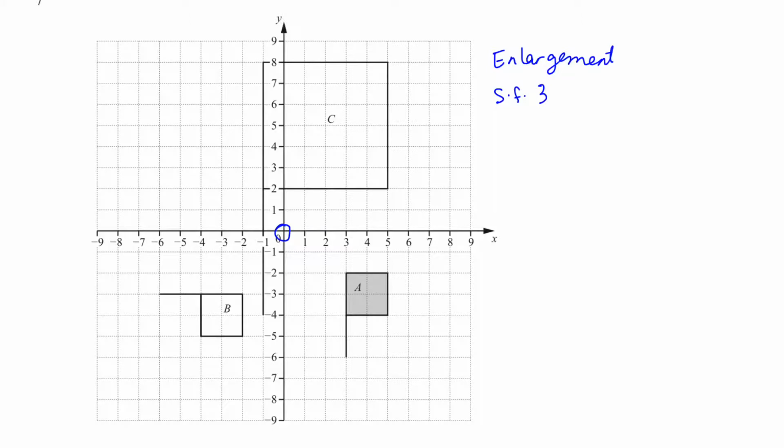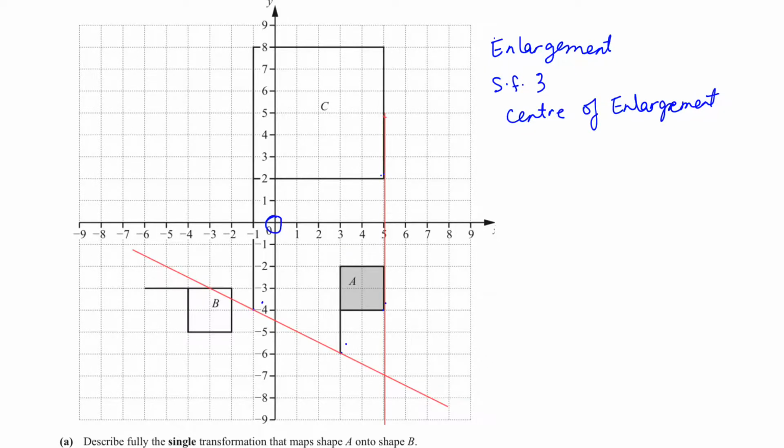We also need to find the center of enlargement. Join the points together and you will get your answer. We'll join this with this and this with this. When we joined the two lines, we found our center of enlargement, which is 5, negative 7. Here also you get 1 mark for each correct answer.